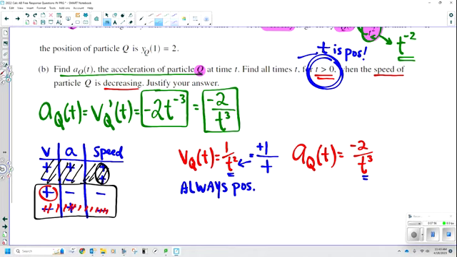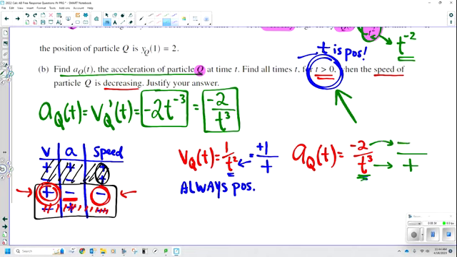Okay, so I need to take a look at my acceleration, and I want to see when my acceleration is negative. Because if I look at my chart here, I'm right here. My velocity is positive. I want to find out when my acceleration is negative. That's how I get a decreasing speed. All right, so let's take a look at our acceleration here on the right side of the board, keeping in mind this up here that my time is always positive. So again, if I take a positive value for t and I cube it, it will always be positive.